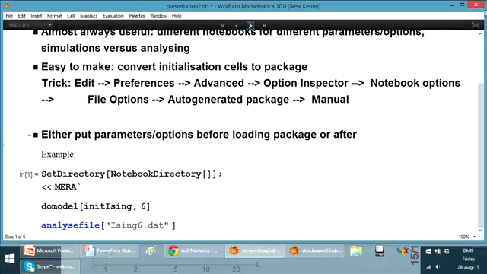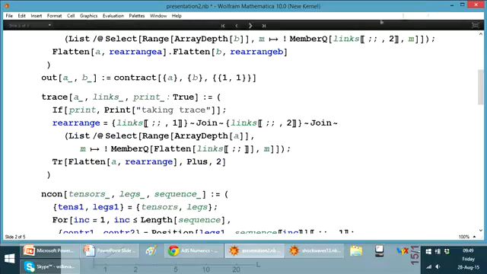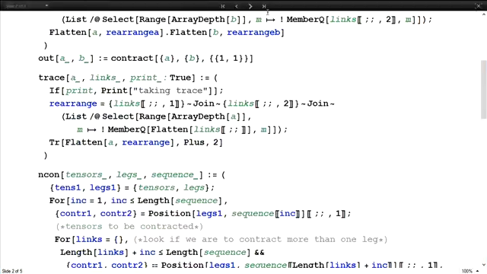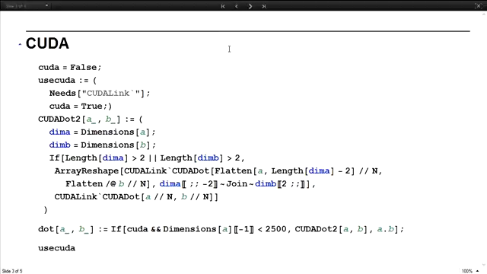Then there was the ncon thing, of course, and one thing I wanted to show you, which is probably something you shouldn't try at home, is that this ncon actually supports CUDA, which is nice because you can put it on a graphics card instead of a real processor.